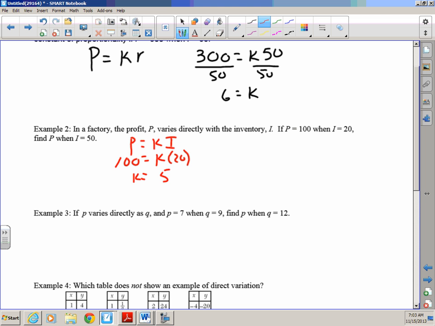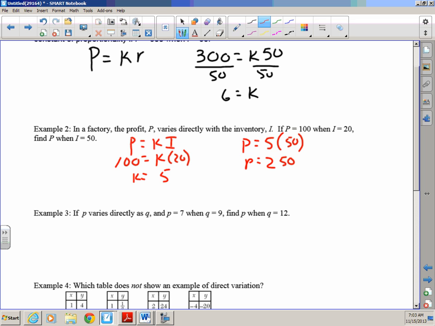Now, when I'm trying to find P when I is 50, well, K is 5, so that stays. 50 is my new inventory amount. So when the inventory is at 50, the profit becomes 250.